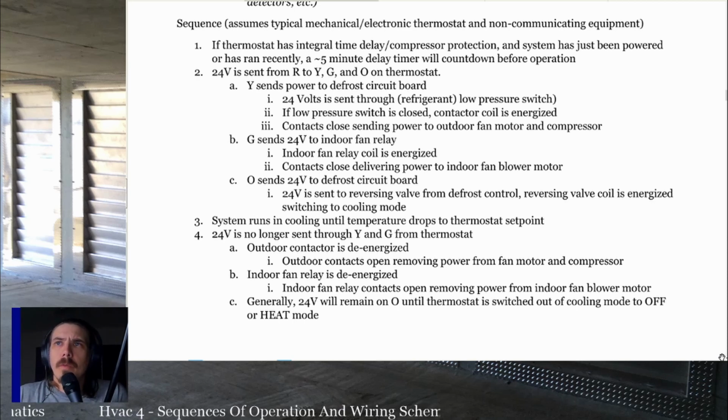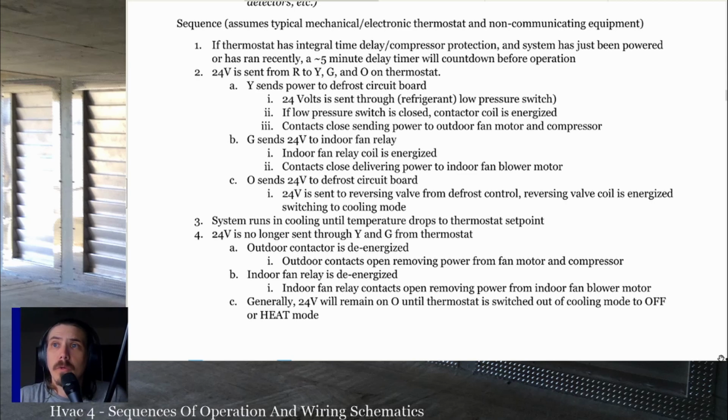24 volts is sent from R on the thermostat to Y, G, and O on the thermostat. Y sends power to the defrost circuit board. 24 volts is sent through the refrigerant low pressure switch and high pressure switch, if equipped. Contacts close, sending power to the outdoor fan motor and the compressor. G sends 24 volts to the indoor fan relay. The indoor fan relay coil is energized. Contacts close, delivering power to the indoor fan blower.